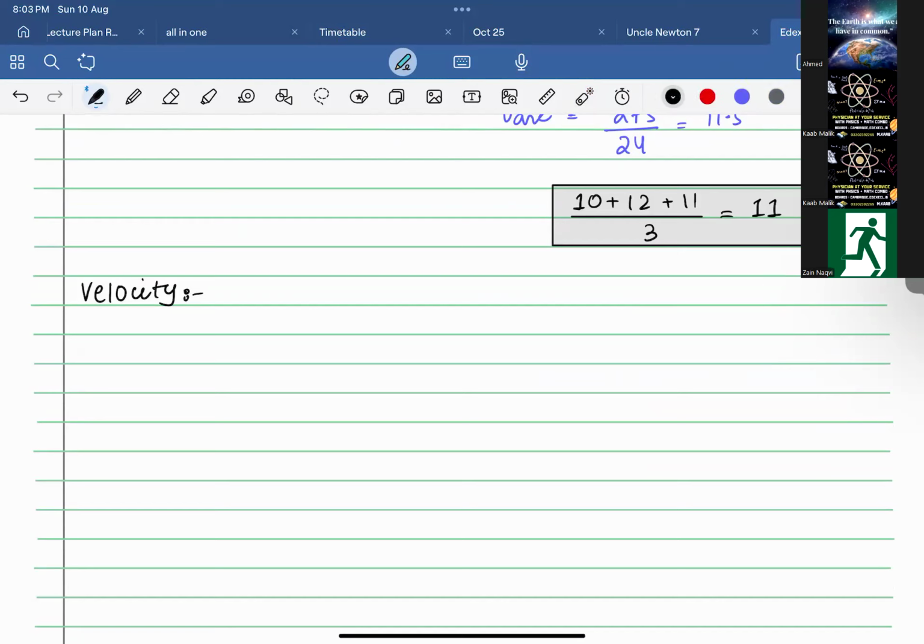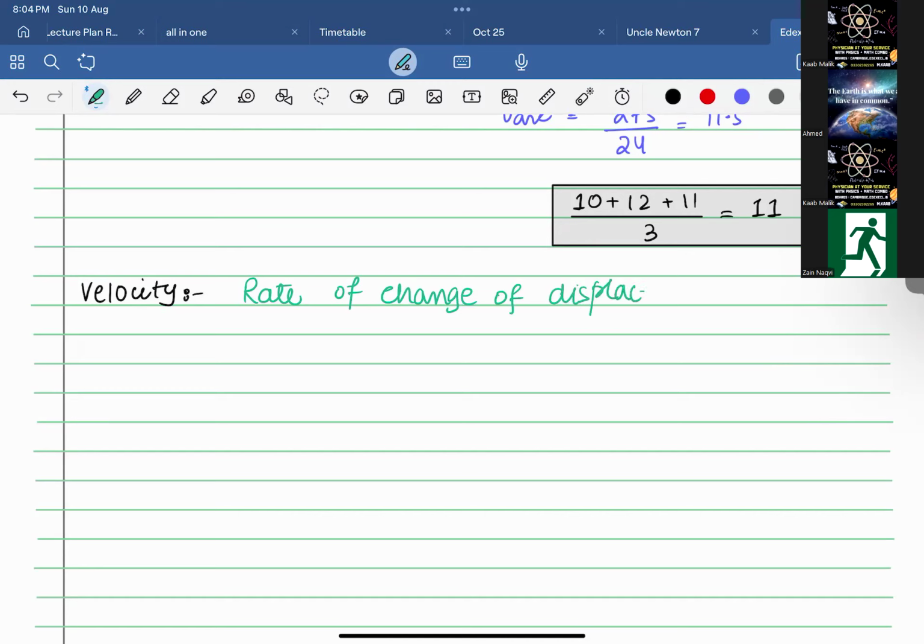Rate of change of displacement. Okay, perfect. So you are saying rate of change of displacement. You have to be very specific with velocity because velocity is supposed to be a vector quantity, and due to the vector nature, it should be related with the displacement and not the distance.